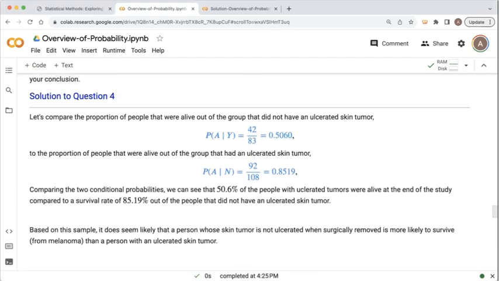And so we can see that out of the people that had an ulcerated skin tumor, about 50% of them were alive at the end of the study. Out of the people that did not have an ulcerated skin tumor, about 85% of them were alive when the study concluded. So this difference seems to be pretty large. So this seems to give us some evidence that, yeah, people whose skin tumor was not ulcerated tend to be surviving longer than the people whose skin tumor was ulcerated.